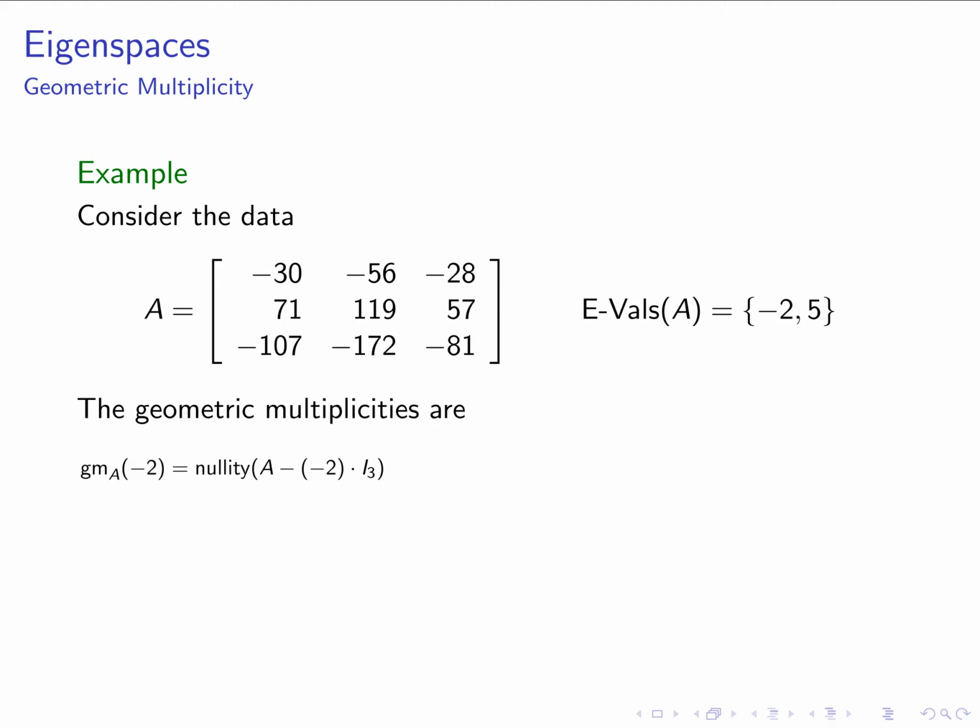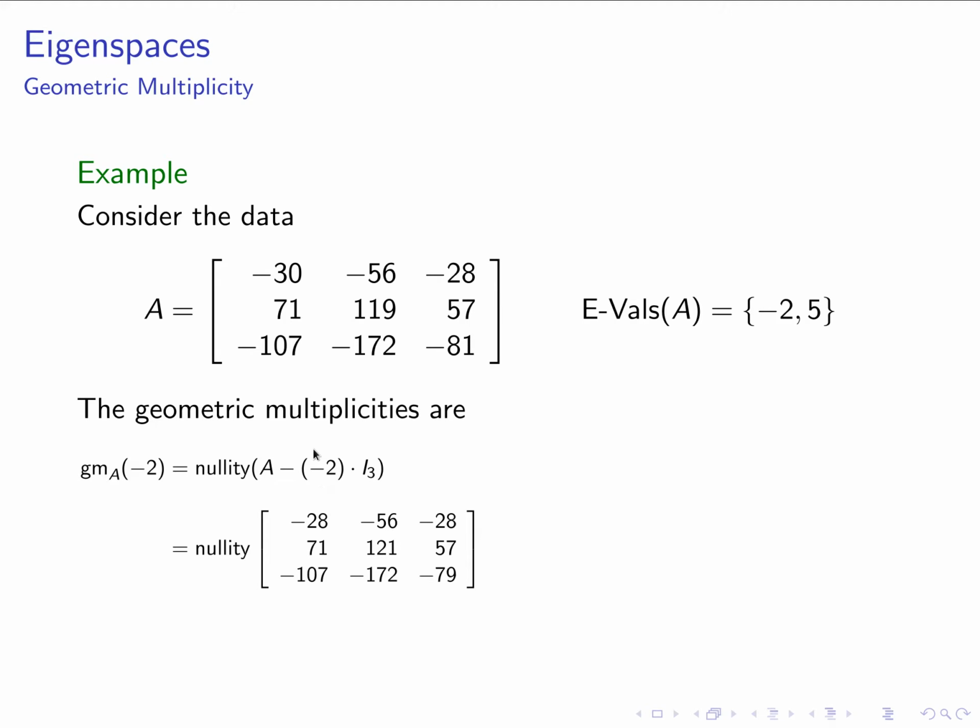Remember, by definition, the geometric multiplicity of an eigenvalue is the dimension of the corresponding eigenspace, and that eigenspace is the null space of the difference matrix, and that null space has dimension equal to the nullity. So if the first eigenvalue here is lambda equals -2, then our first geometric multiplicity is the geometric multiplicity of -2 as an eigenvalue of this matrix. To calculate this number, we look at the difference between A and -2 times the identity and figure out the nullity of that matrix.